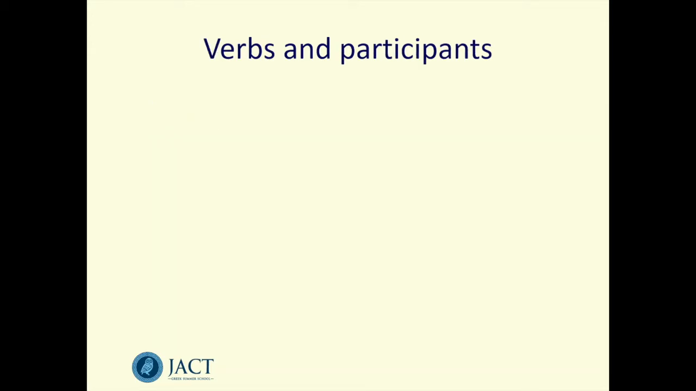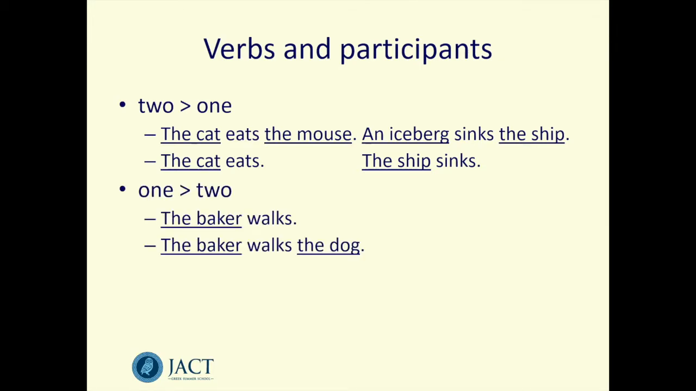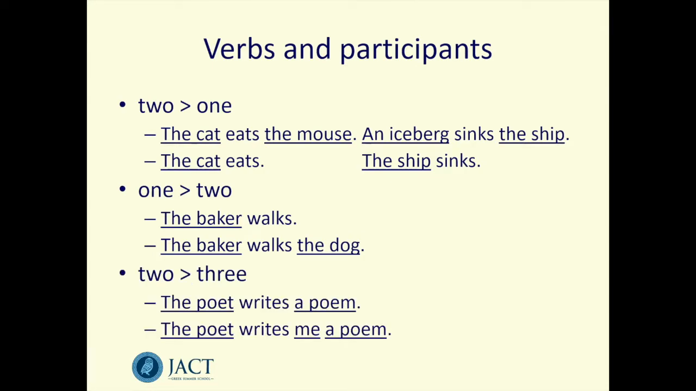Many verbs in English can have a range of patterns of participants without changing the form of the verb, simply by deleting one, as in the cat eats the mouse becoming the cat eats, or an iceberg sinks the ship becoming the ship sinks, or by adding one, the baker walks the dog, or the poet writes a poem, the poet writes me a poem. In these cases, sometimes the verb's meaning changes subtly, for instance from walk to cause to walk, or from cause to go below the water to just go below the water, but sometimes it doesn't, as in the eats example.